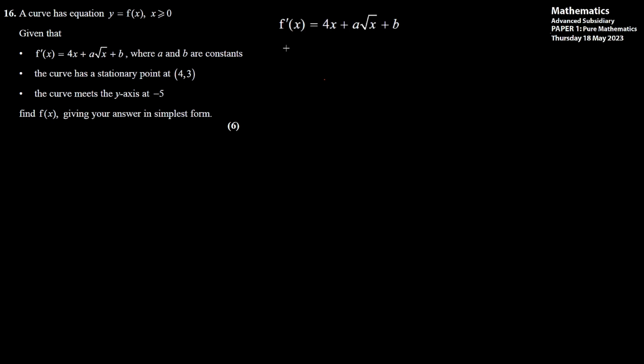So there's our differential, and I can say that f'(4) must be equal to, I'm just going to put 4 into this, which will be 16 plus 2a plus b, and we know that this must equal 0 because this is the stationary point. So if I put the unknowns on the left and the number on the right, I get that 2a plus b must equal -16. This is effectively the first of our simultaneous equations that we will use to solve for a and b.